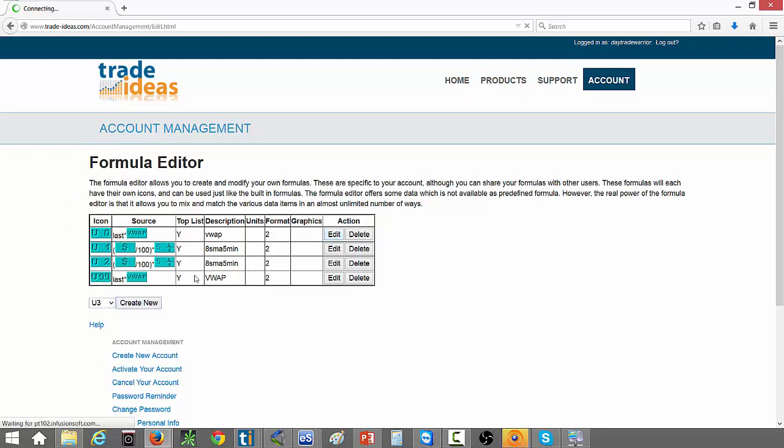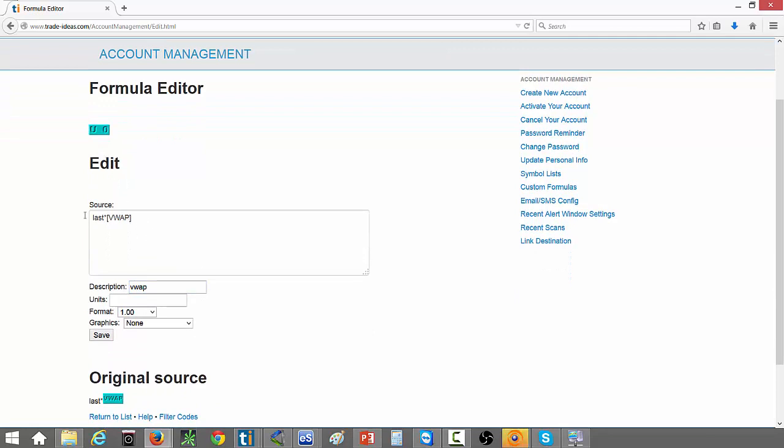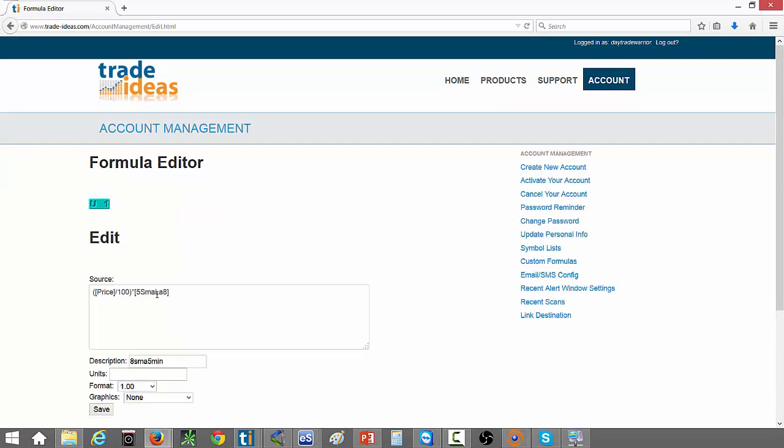And when you get to the create new window, it'll look like this. U0 and edit. Last VWAP. Okay, so you could type that in, and this will tell you when you use this custom indicator how far away you are from the VWAP, and you click save. Okay, so I did one for distance off the VWAP, and I did a second one for distance off the 8 moving average. Okay, on the 5-minute. And this is distance in pennies rather than percent.